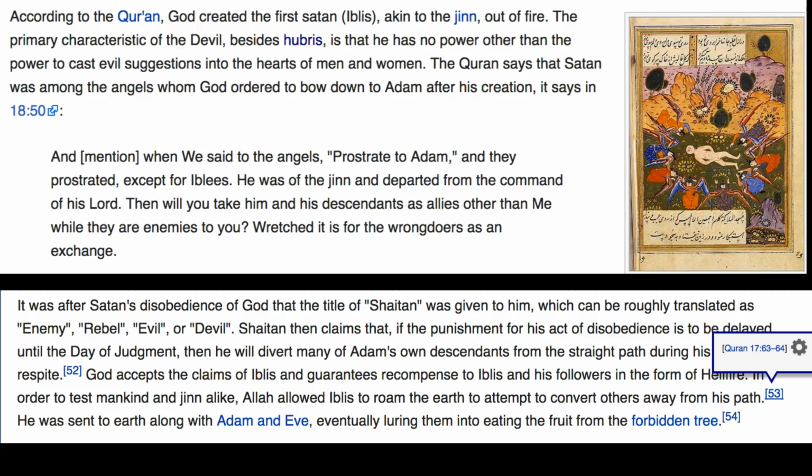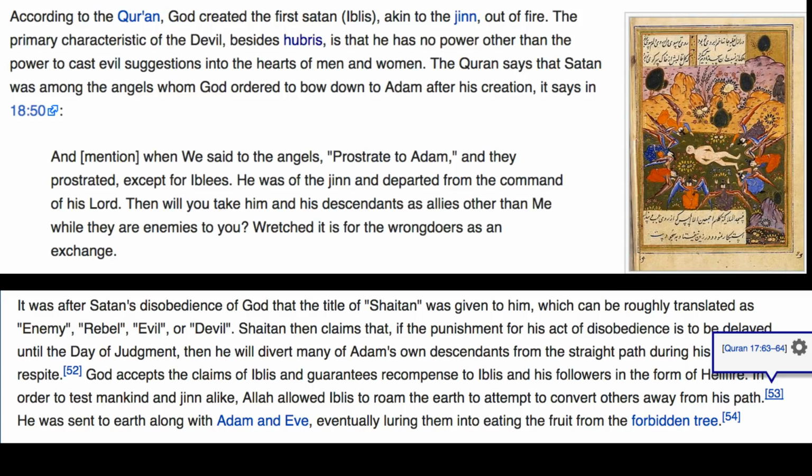The Quran says that Satan was among the angels whom God ordered to bow down to Adam after his creation. It says in 18:50, "And mention when We said to the angels, 'Prostrate to Adam,' and they prostrated, except for Iblis. He was of the jinn and departed from the command of his Lord. Then will you take him and his descendants as allies other than Me, while they are enemies to you? Wretched it is for the wrongdoers as an exchange."